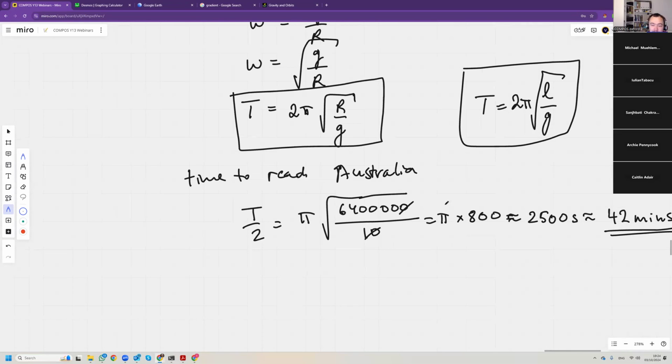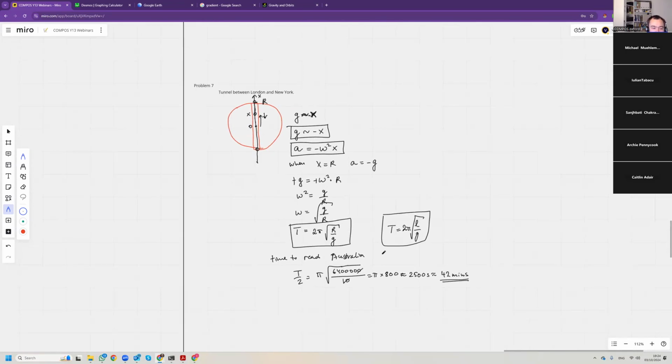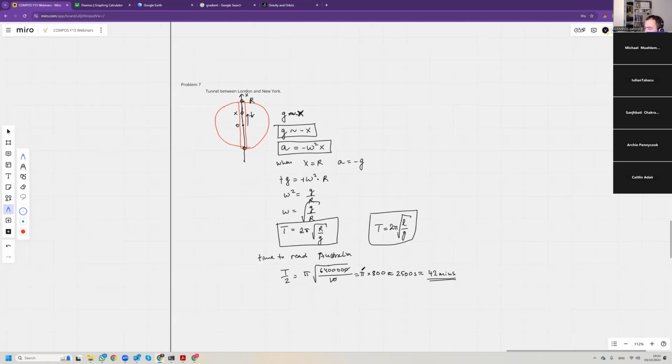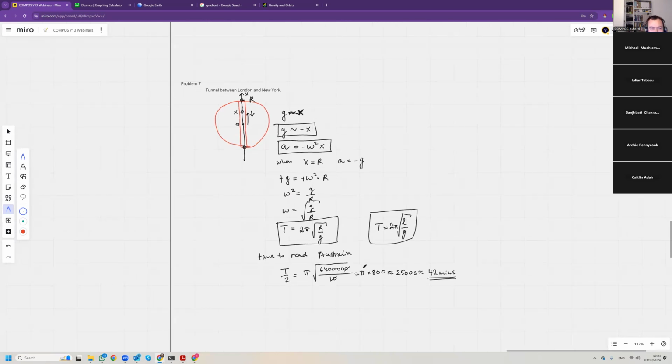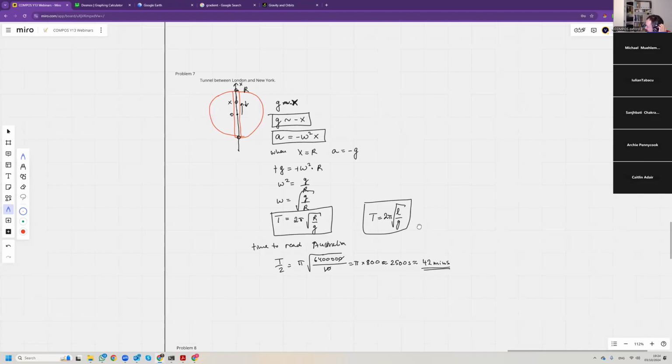So if you drill a hole from London to Sydney, roughly, you will be there in 42 minutes. You can jump and you will be on the other side of the Earth in 42 minutes. No, you drill and then you jump. Of course, it will take a few years to drill, a few thousand years.